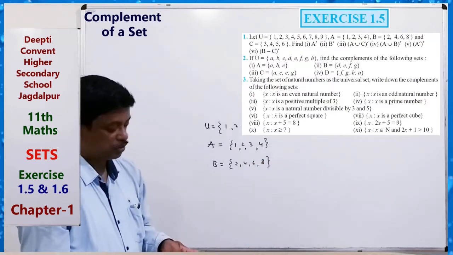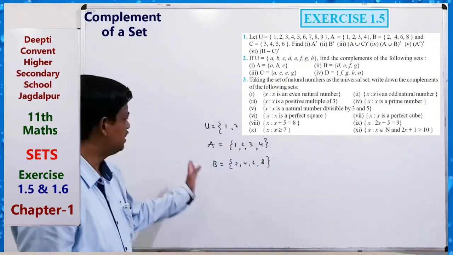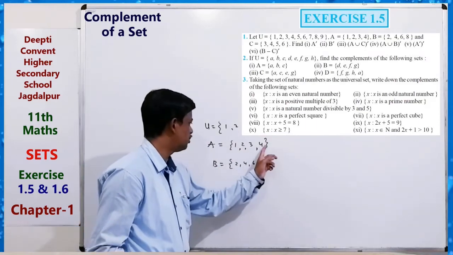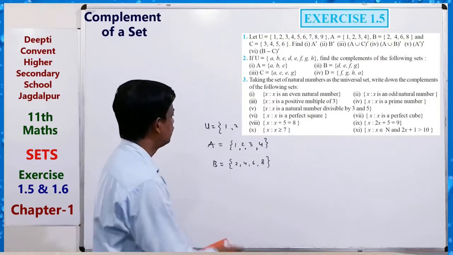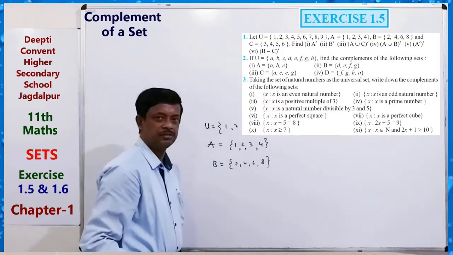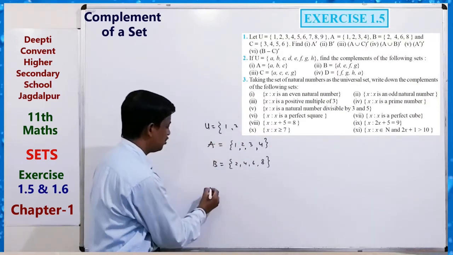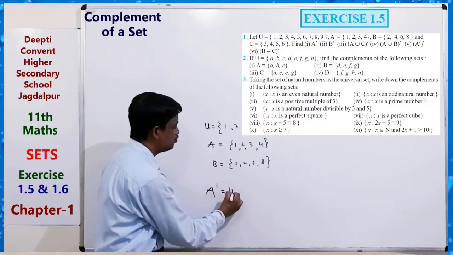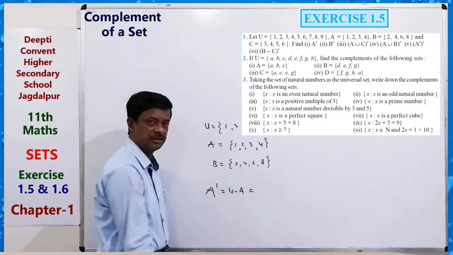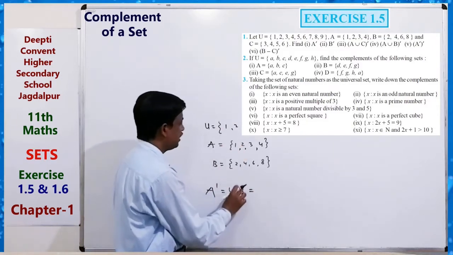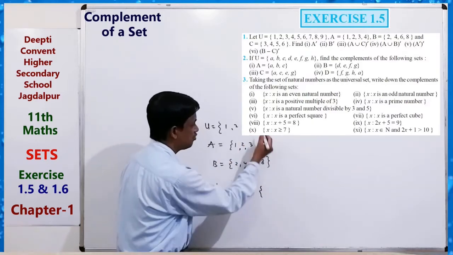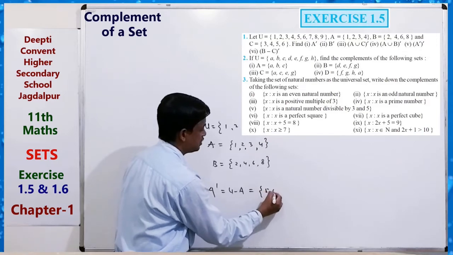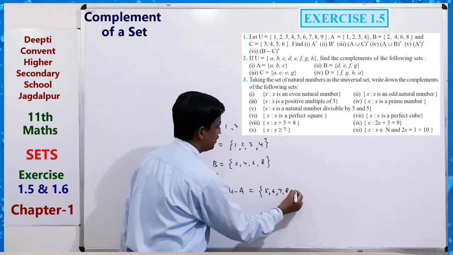Okay, so you can find it very easily. A dash means except this 1 2 3 4, the complement of A. What is the complement of A? A dash equals U minus A. U minus A means what? Except A, 1 2 3 4 cancel, and then from 5 what? 5 6 7 8 9.